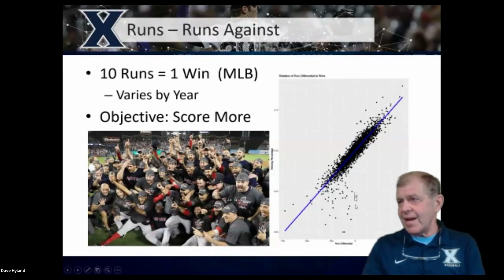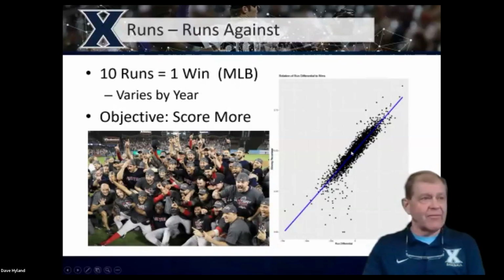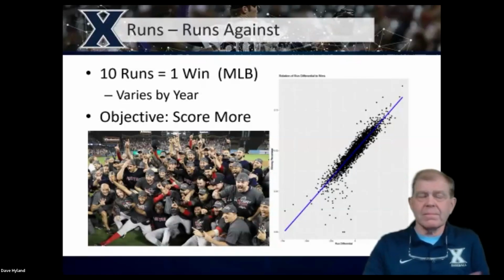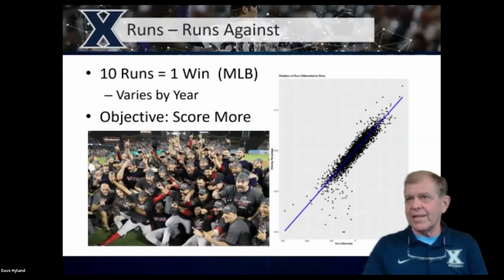So right in the middle, we've got 0. Run differential: teams that give up as many runs as they score tend to finish around .500, a winning percentage of 50%. So we look over time at this relationship between run differential and winning percentage. It's a pretty good relationship.